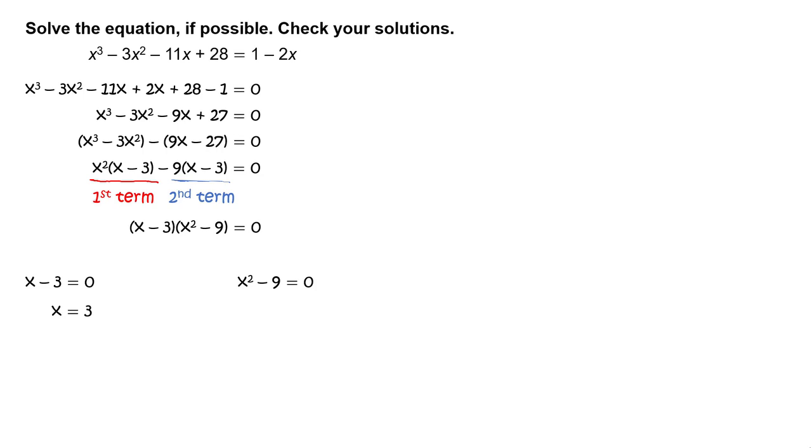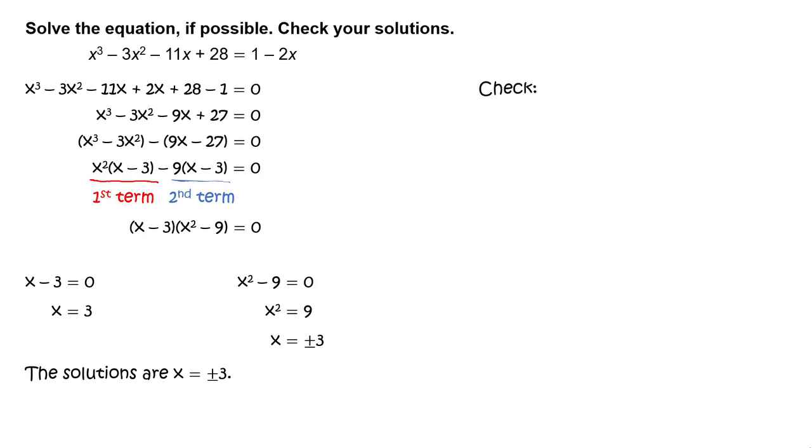To solve the equation x squared minus 9 equals 0, add 9 to each side of the equation, and you have x squared is equal to 9. Take the square root of each side of the equation, and you have x is equal to positive or negative 3. So your solutions are positive and negative 3.